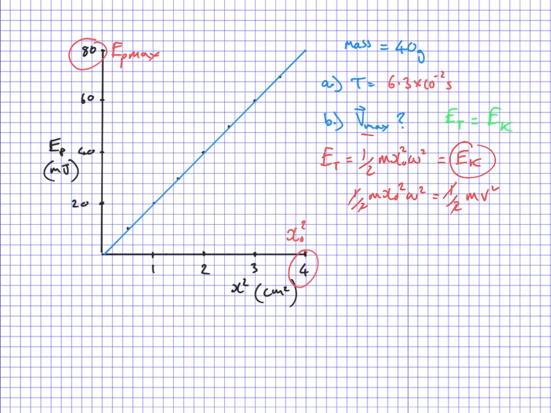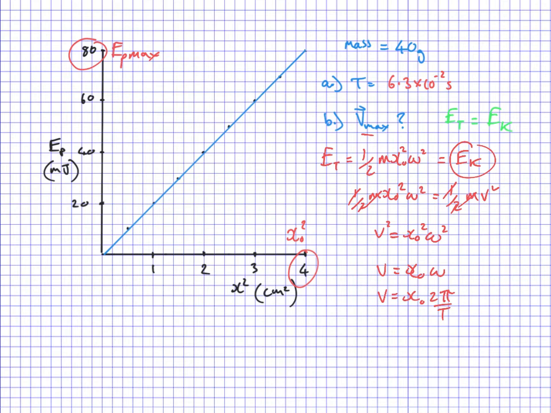So I get rid of my half. I get rid of my mass. And I'm left with v squared is equal to x0 squared omega squared. So of course I just have this v equals x0 omega. And omega is 2 pi over period. So now I just have to find out what x0 is.